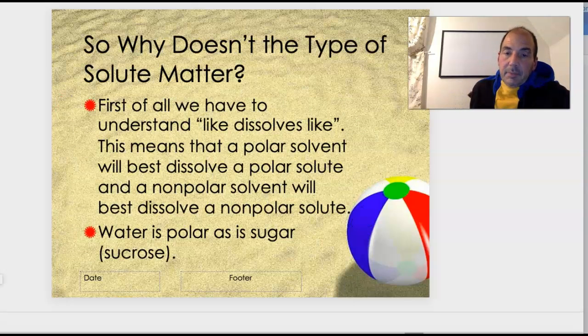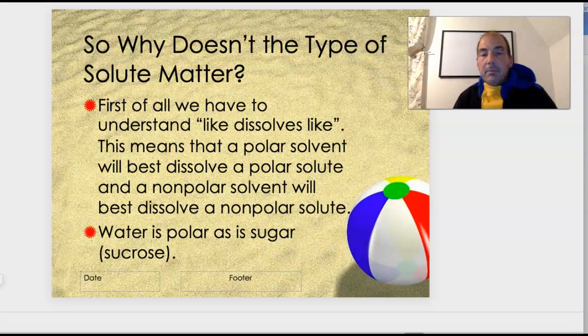All right, I think I explained this idea already, but please always keep in mind the idea that like dissolves like. That is very, very important. When we talk about making solutions, polar solutes will dissolve better in polar solvents. Nonpolar solutes will dissolve better in nonpolar solvents. That's going to be true no matter what. So the type of solute does matter a little bit. But again, it's really more important how many particles there are.